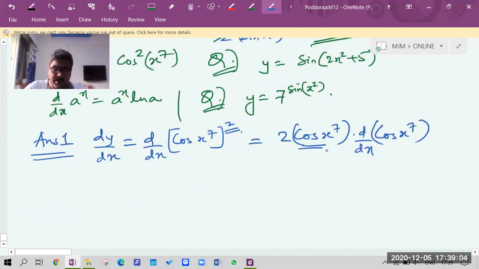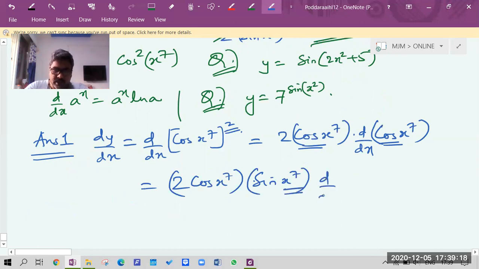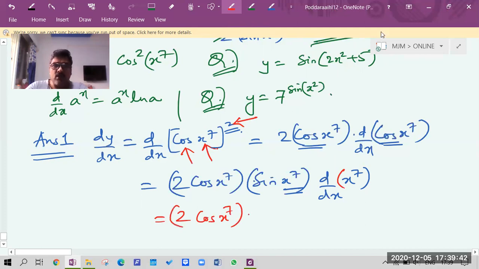Now the first thing will repeat as it is, as I said earlier. 2 cos x raised to 7 will repeat as it is, into the derivative of cos, which becomes minus sine x raised to 7. Now the next thing is you differentiate this x raised to 7. Remember this chain: the outer one first, then the cos, and finally this particular term. So if I go ahead with this, what do I get? 2 cos x raised to 7 into... Do you understand this?